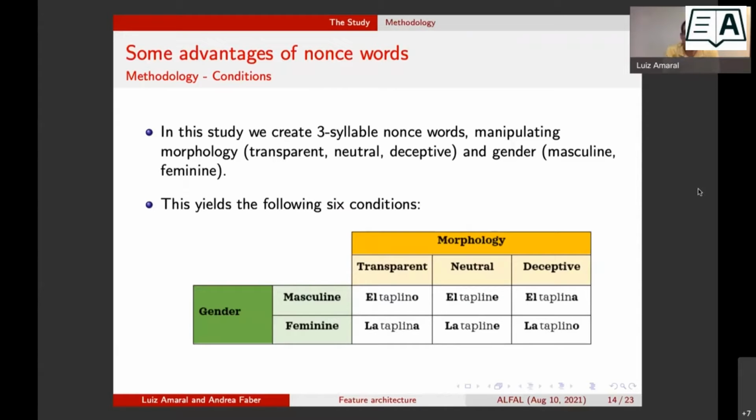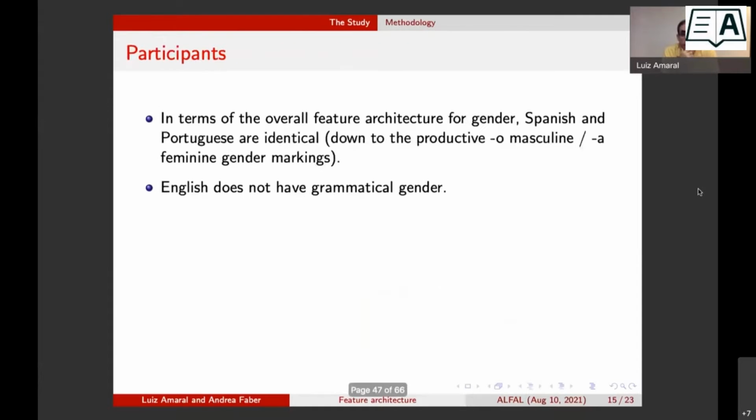So let's suppose we're using the word tapline, right? Whatever that is, it's a nonce word. So we can manipulate that and have what we call a transparent, a neutral, and a deceptive combination of gender and morphology based on the productivity of the language. So for masculine, we can have el taplino, el tapline, or el taplina. And for feminine, we can have la taplina, la tapline, or la taplino. And by manipulating that, we can see what's going on in gender assignment with the 3 groups that we have.